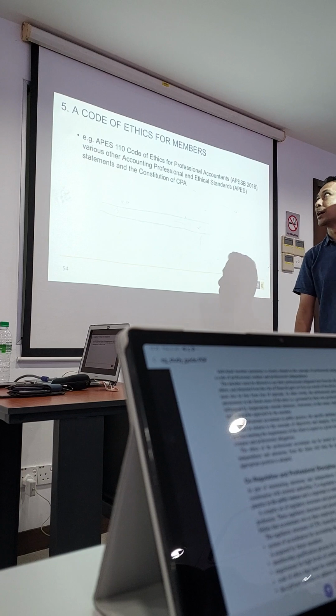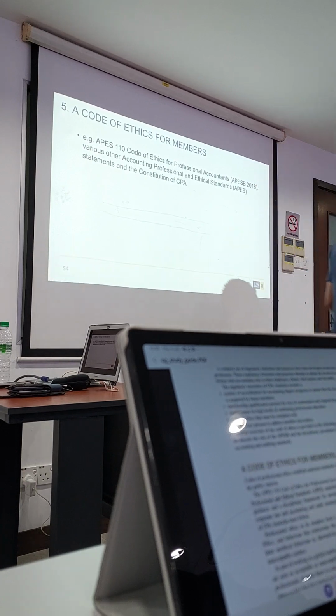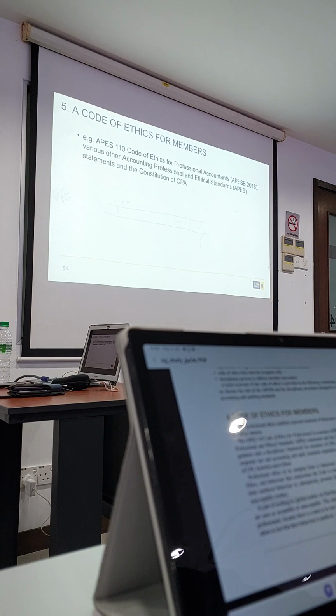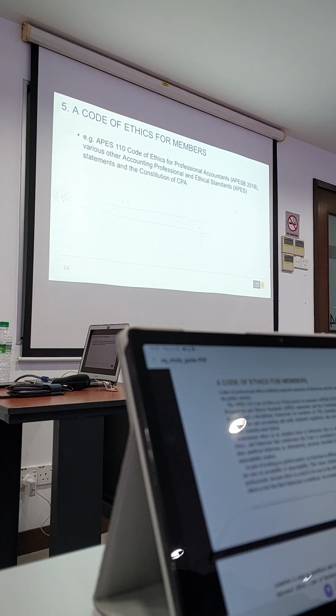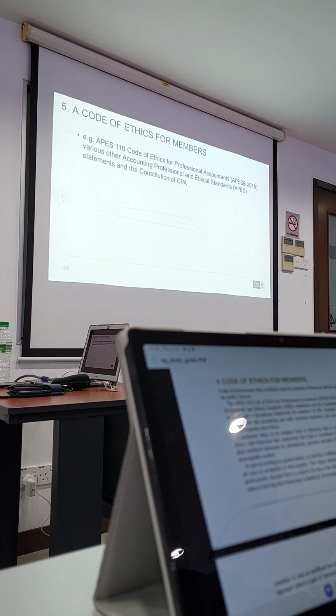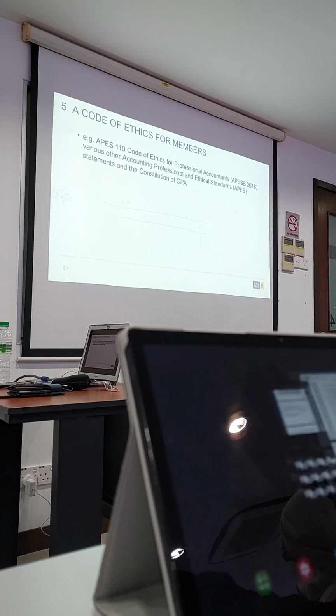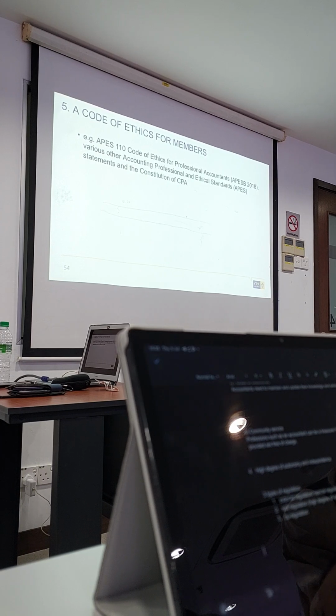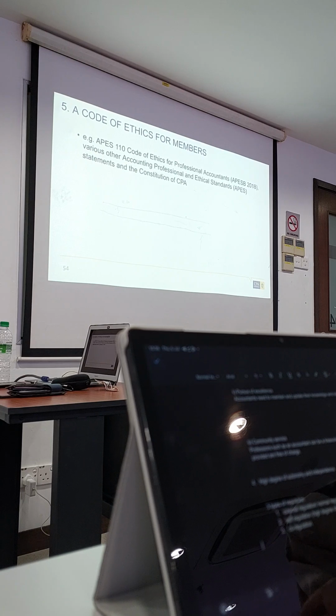Okay, now the 5th one, a code of ethics. Definitely, this is yes for CPA Australia. Indeed, later during the ethics module, we have a specific topic about this APES 110 code of ethics. We are going to learn 5 codes of ethics issued by CPA Australia. So the 5th attribute says if the job has its own code of ethics, that means it is a part of the profession actually.